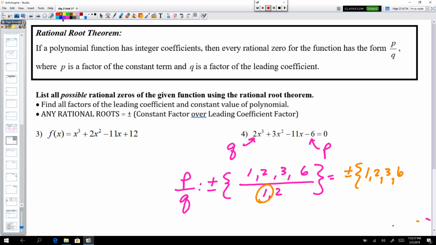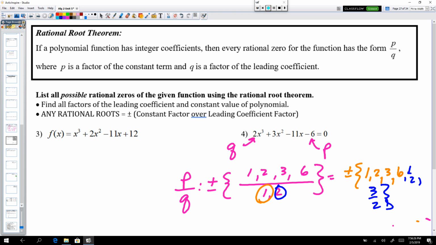Now I'm going to take a look at all the different things over top of 2. 1 over 2, 2 over 2, I've already done 2 over 2, right? That's the same thing as 1, so I don't need to rewrite that. 3 over 2, that's new. 6 over 2, have I already written that? Yes, I've already written 6 over 2. I've written 3 already.